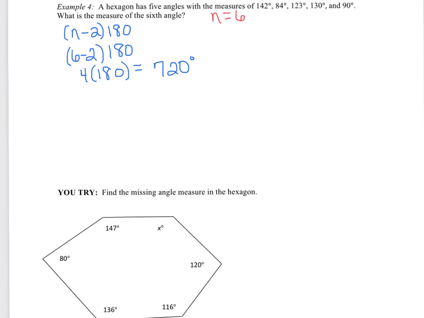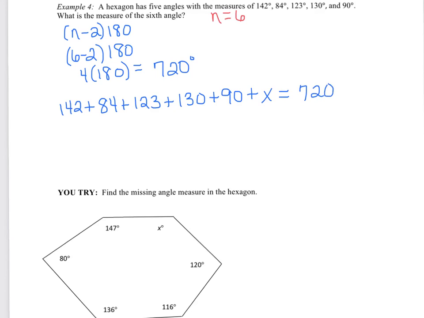So we identified our total angle measurement. So now we want to set up an equation because we want to find the missing 6th angle. So let's set it up. Our first angle is 142 degrees, and we're going to add that to our second, which is 84, plus our third is 123, plus our fourth, 130, plus our fifth is 90, and then we're looking for our 6th, so we're going to replace that with x, and we're going to set it equal to 720.